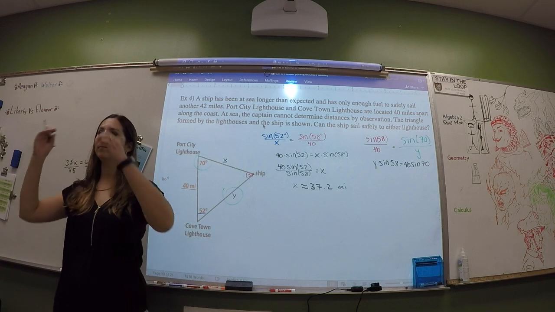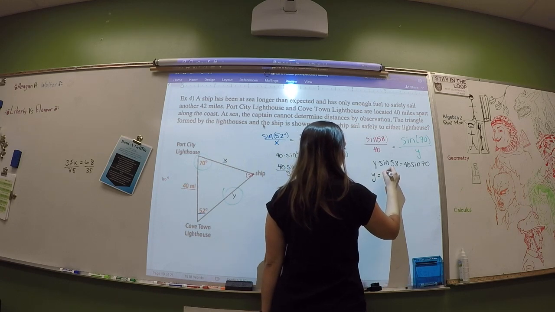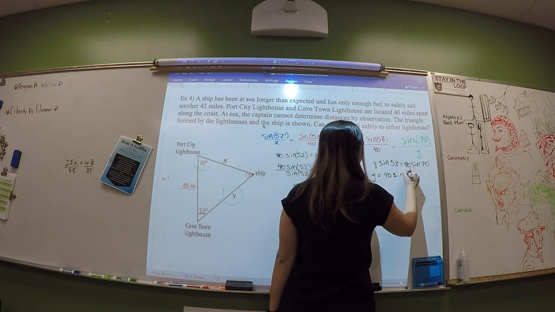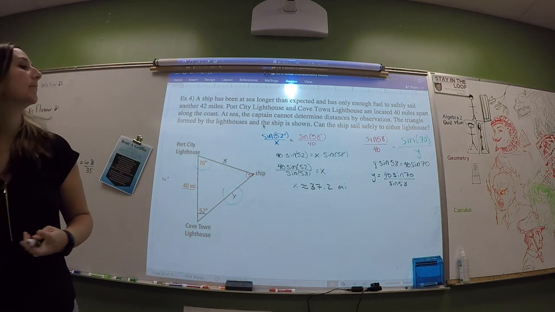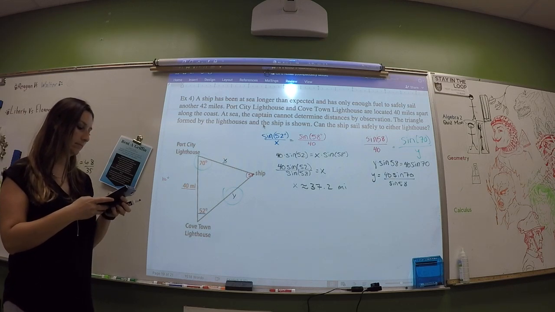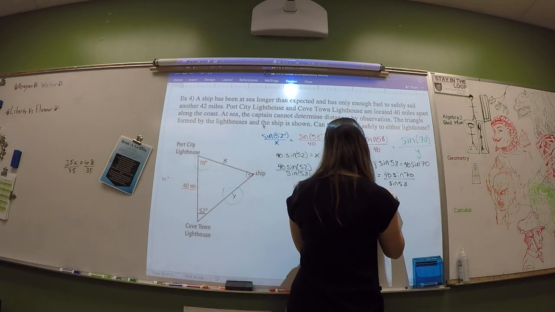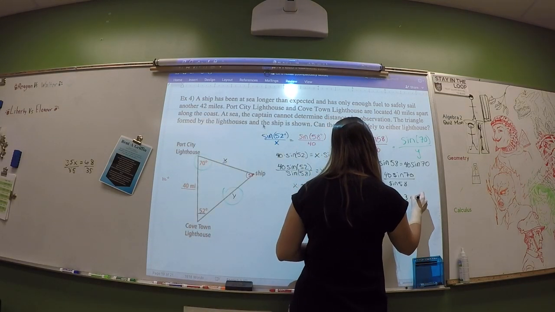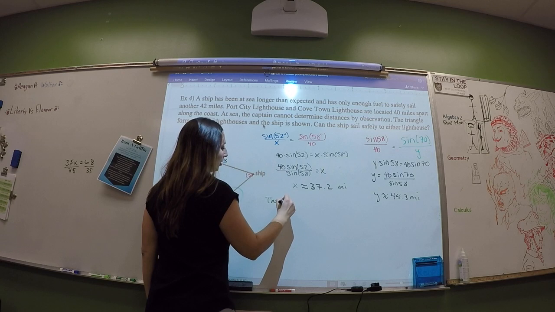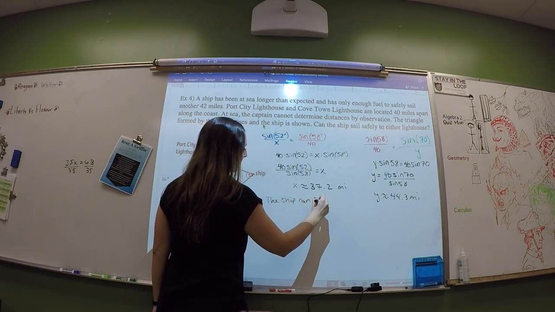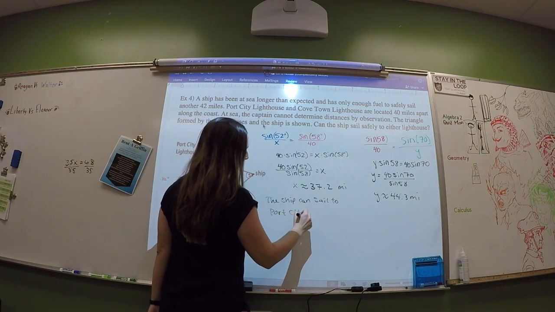Now what? Divide by sine 58. I got 44.3. So therefore he cannot make Covetown. Unless he wants to take the risk. So we can say the ship has forward momentum and can sail to Port City safely.